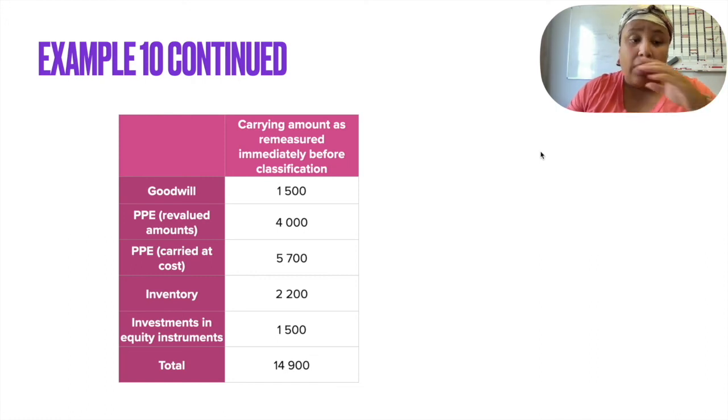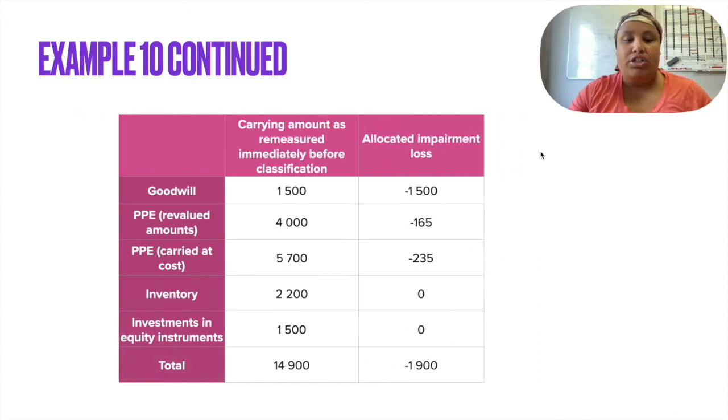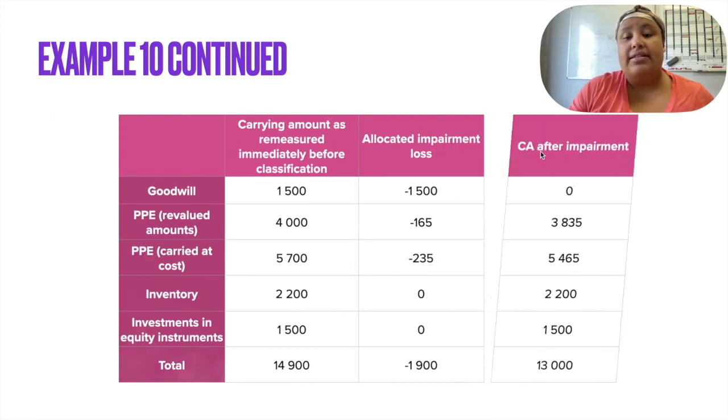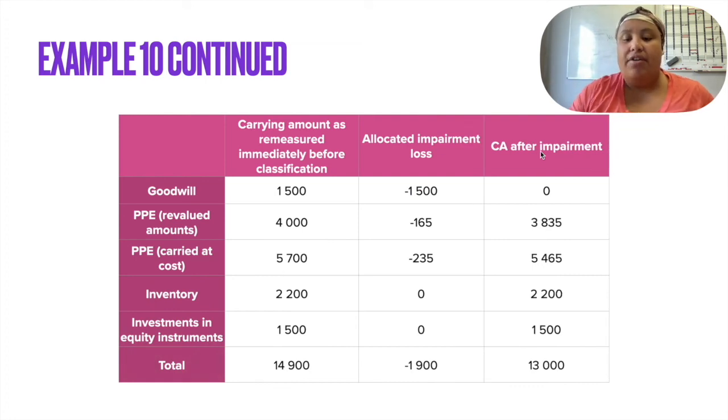Then we will allocate the remaining impairment losses to the PPE assets. So no impairment loss to inventory and equity instruments, because those are not in the scope of IFRS 5, but we're going to prorate our 400 impairment loss to the remaining assets by looking at the carrying amounts of the PPE. Okay, so we allocated the impairment loss over there, the total 1,900, and then we have a carrying amount after the impairment of 13,000, which is the fair value less cost to sell, and that's exactly what we wanted it to be. Okay, so that is the end of my presentation on IFRS 5.